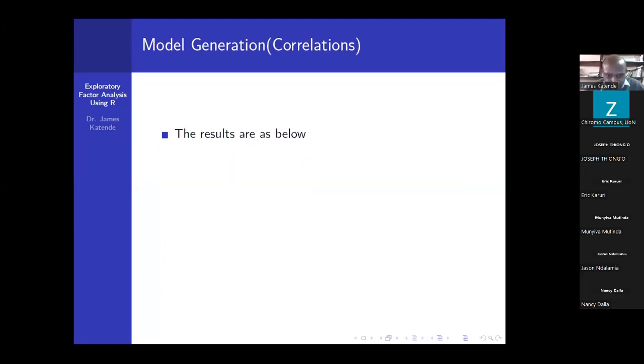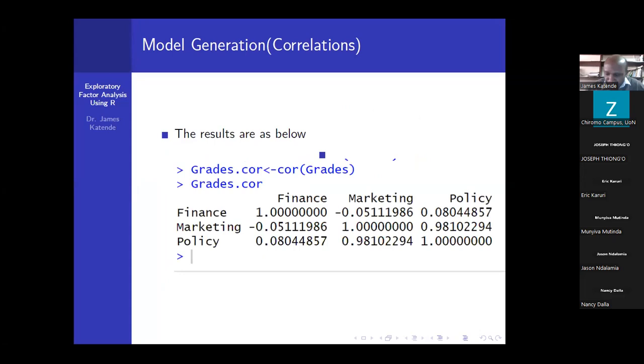After running some models, this is what you end up with. First of all, we look at some correlations. You can see finance is poorly correlated to marketing and policy, but marketing and policy have a high correlation, about 0.98. Finance is poorly correlated to the two, so that suggests that they may represent different factors.